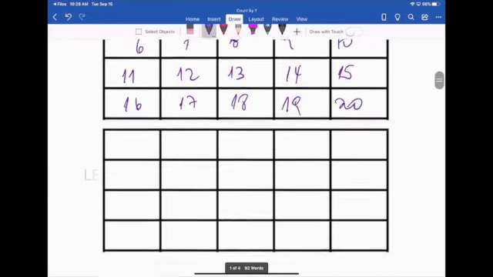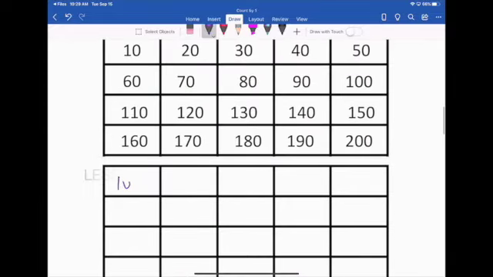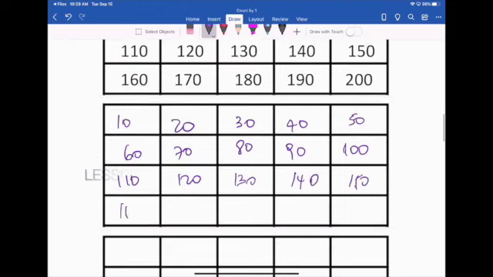You have a second possibility of practice. If they can, do it by 10, exactly the same thing. 10, 20, 30, 40, 50, 60, 70, 80, 90, 100. Then we go 110, 120, 130, 140, 150, 160, 170, 180, 190, and 200.